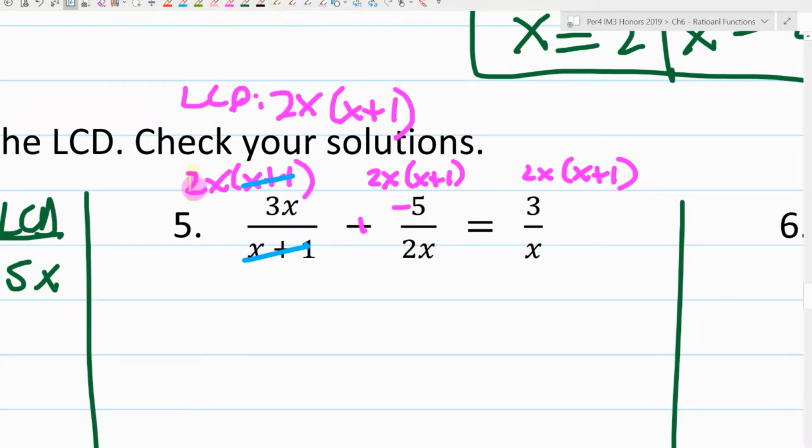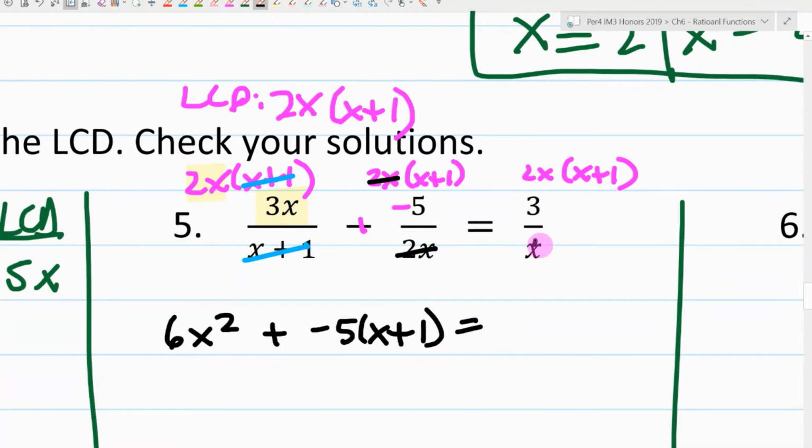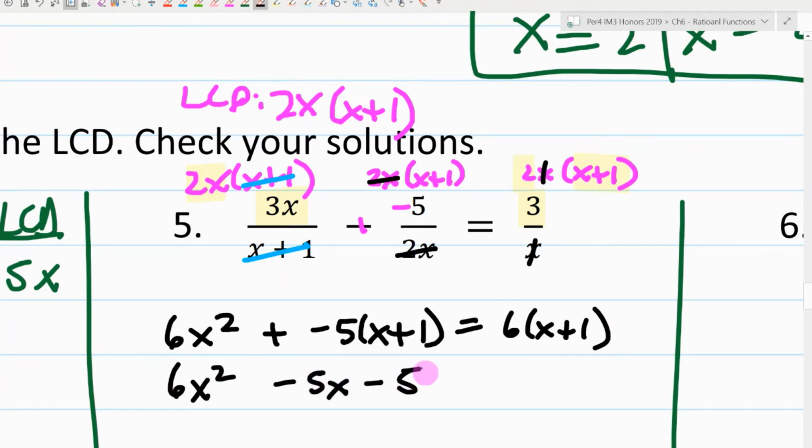So for the first one, I'm left with a 2x and a 3x. So that's 6x squared. For the second one, I can cancel out the 2x. So I'm left with a negative 5 and an x plus 1. And for the last one, I'm left with a 3, a 2, and an x plus 1. So that's a 6 and an x plus 1. So I have 6x squared minus 5x minus 5 equals 6x plus 6.